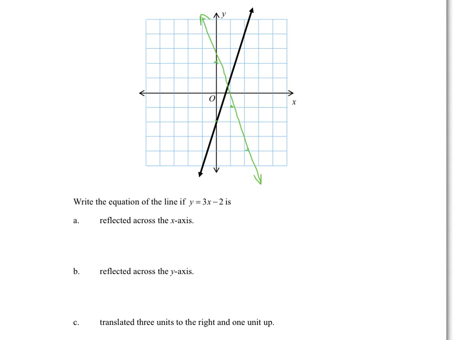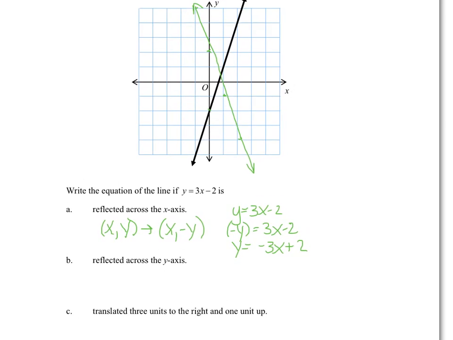Or I can use the logic that (x, y), when I reflect across the x-axis, becomes (x, negative y). So if I had y equals 3x minus 2, what actually is happening is my y is becoming negative. So if I solve for y again, I would divide by negative 1, and I get y equals negative 3x plus 2, which you'll find out is the same exact equation as this line.